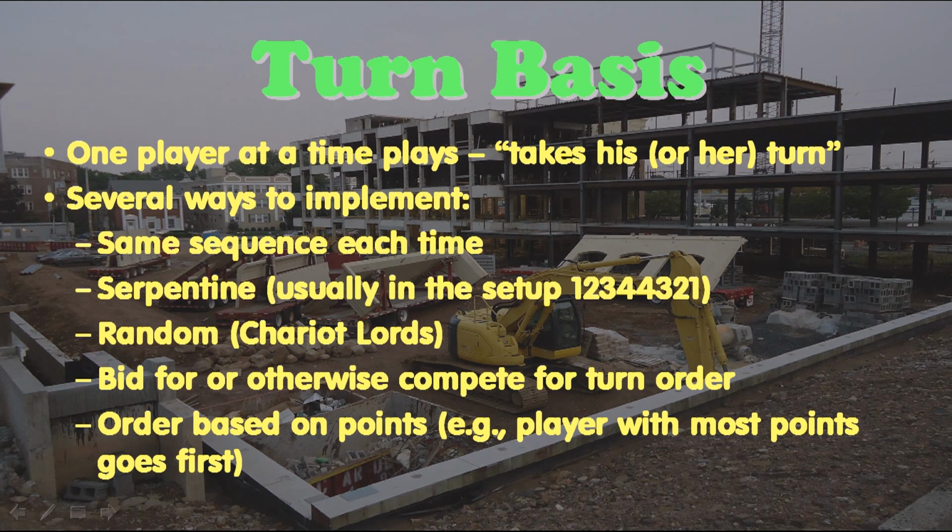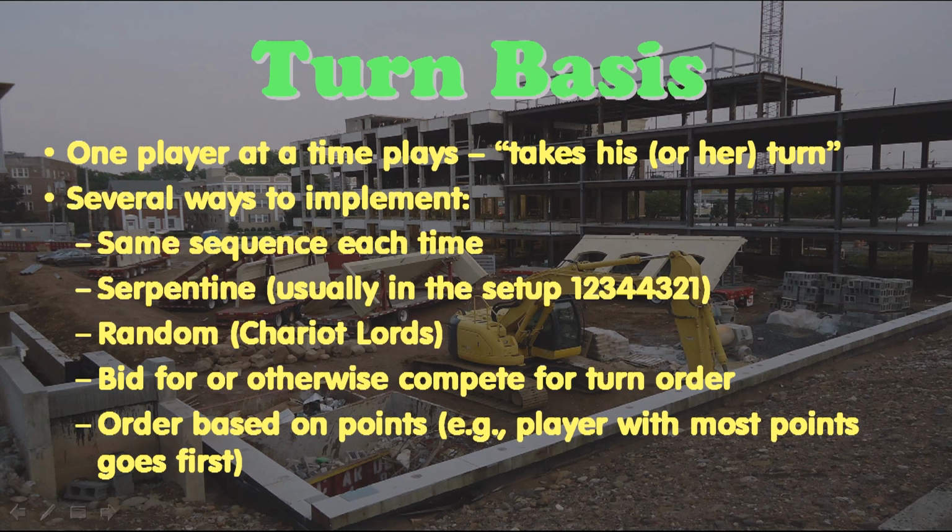So, turn basis. One player plays at a time, takes his or her turn. There are several ways to implement this. You can have the same sequence each time. You can have a serpentine sequence where you go 1, 2, 3, 4, and then the fourth player plays again, and then the third player, second and first. You can have random, such as in Chariot Lords. You can bid or otherwise compete for turn order.